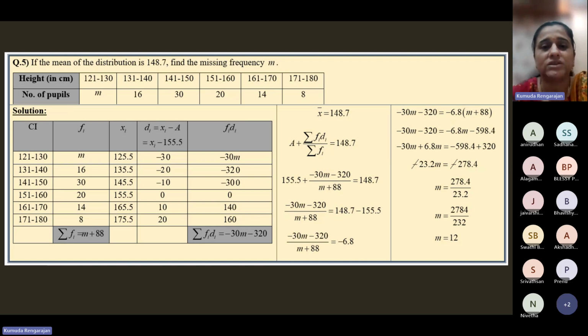So you have only these two: the direct method and the assumed mean method. You can use anything, anytime. But when do we use the assumed mean method? When the values are large. To save time in calculations, you can use the assumed mean method.